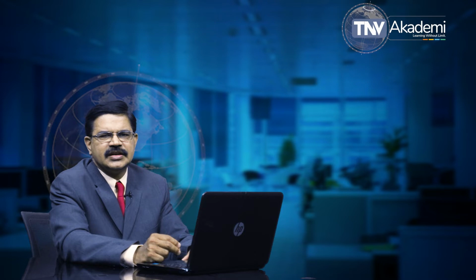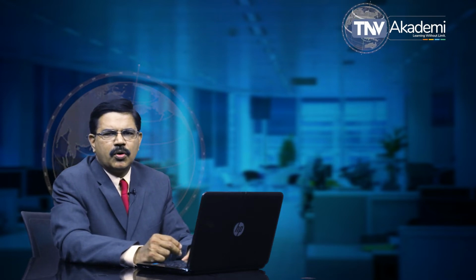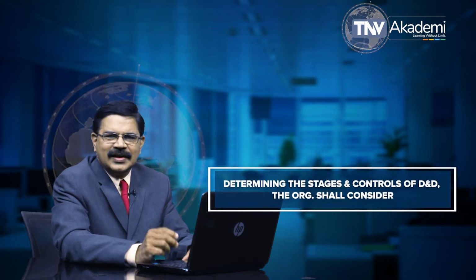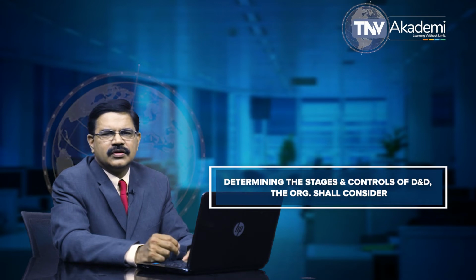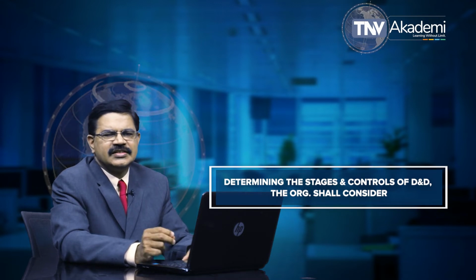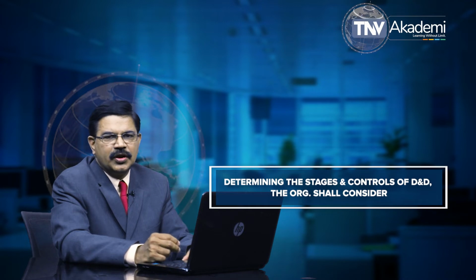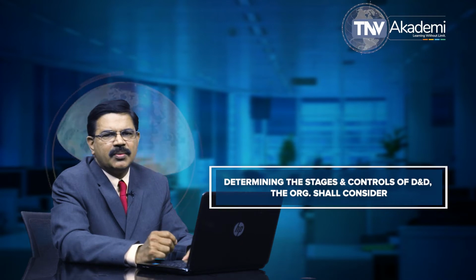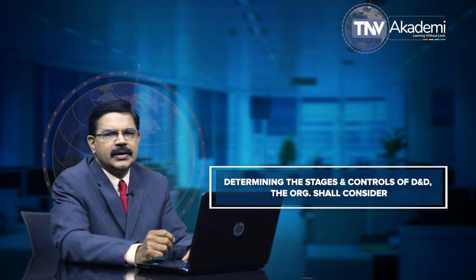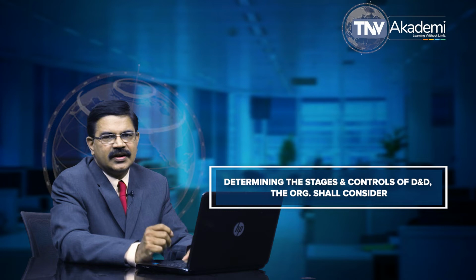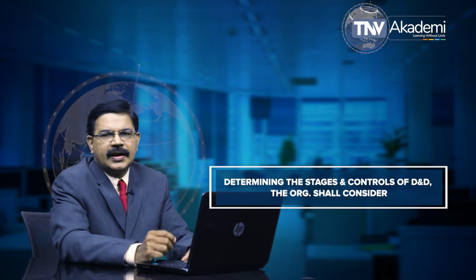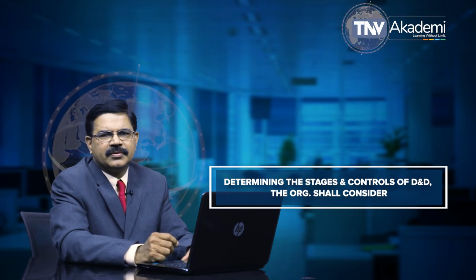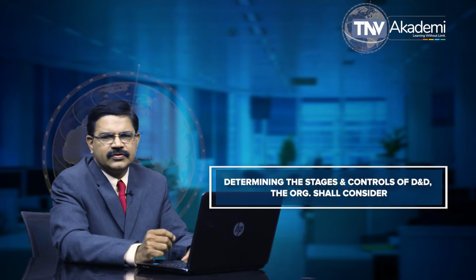The organization shall implement and maintain a design and development process appropriate to ensure subsequent provision of products and services. In determining the stages and controls of design and development, the organization shall consider the nature, duration, and complexity of design and development activities; also, the required process stages, including applicable design and development reviews at every stage of the process; and the required design and development verification and validation activities, which are also very important.